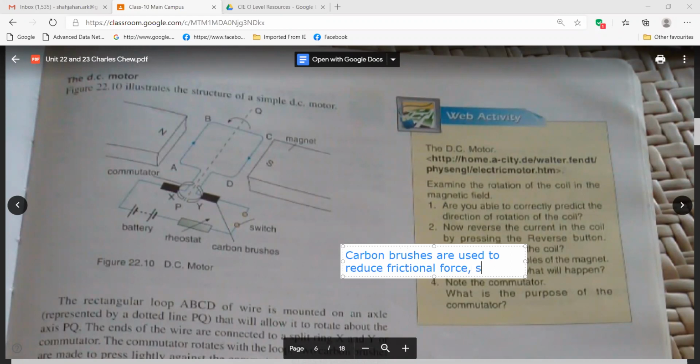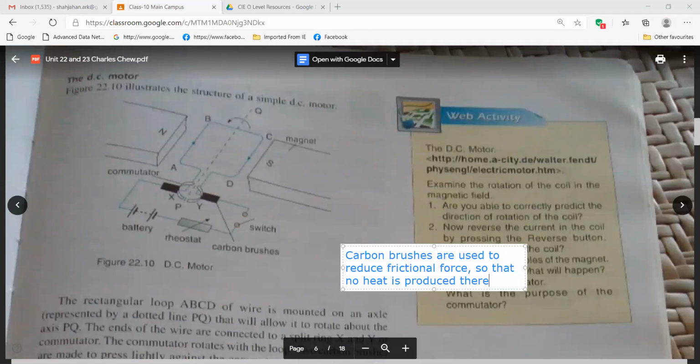Carbon brushes are used to reduce frictional force, so that no heat is produced there. So this is the main purpose of using carbon brushes.